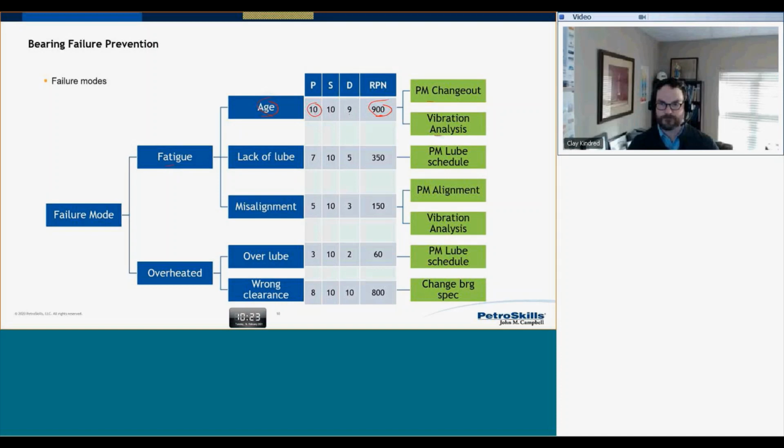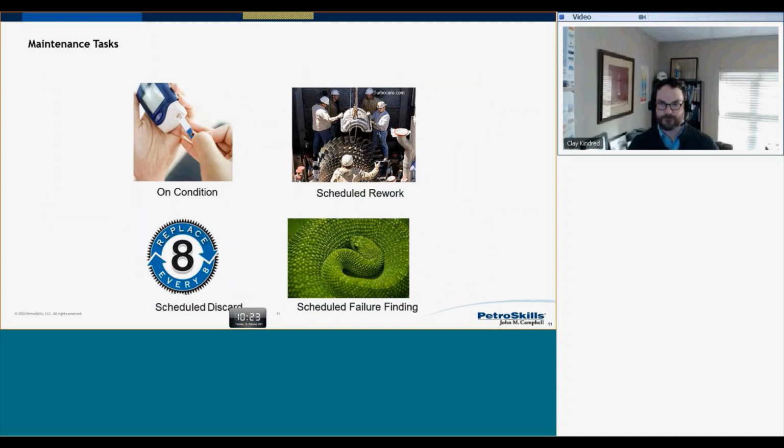All right, let's get going. Now, when we talk about mitigation, we can do a number of different things. And you notice on the previous slide, just for that old age fatigue, I identified either a PM, which is either a scheduled rework or a scheduled discard. Or what I could do is I could do vibration analysis, so I could change the bearings on condition. So this is planned maintenance. This is planned replacement. This is predictive maintenance.